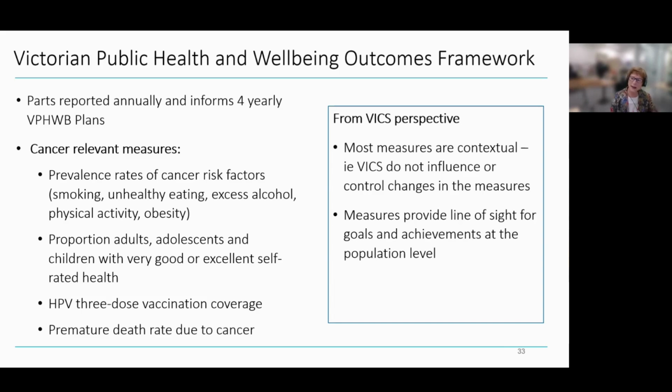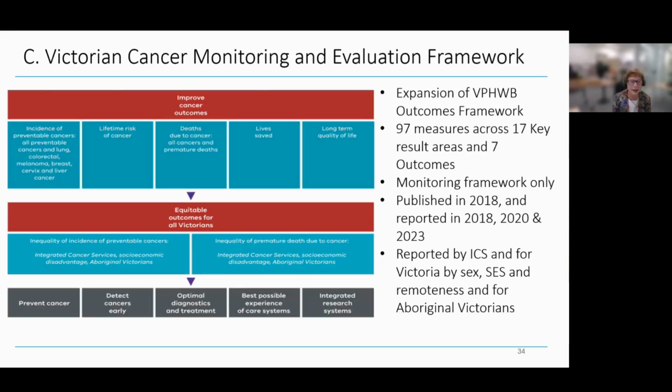So again, thinking about things that are contextual and things you influence, there are some of those there, but most measures from a VICS perspective are contextual. But the measures provide line of sight to the goals and achievements at a whole of Victorian level. And that's where the Victorian Public Health and Wellbeing Outcomes Framework sits.